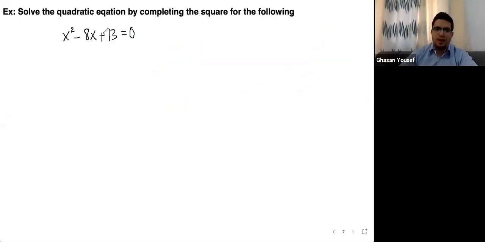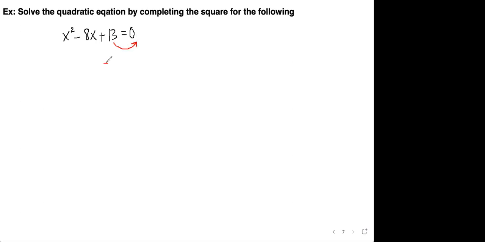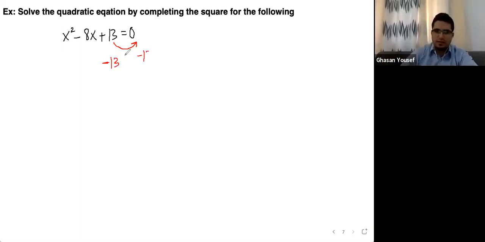So again, I have to move the numbers to one side and the variables to the other side. So how can we move this 13 to this side? Subtract 13 on both sides. Yes, we have to subtract the 13 from both sides. So this will cancel out. Now I will get here x squared minus 8x equals minus 13.